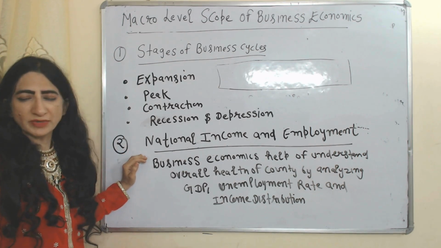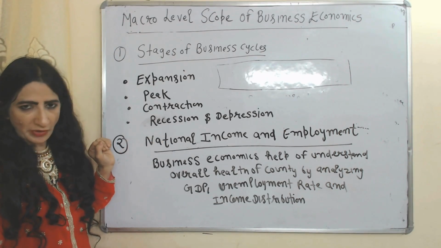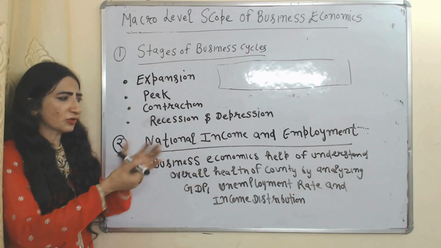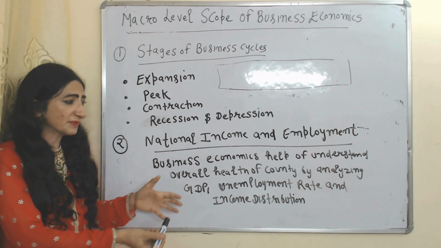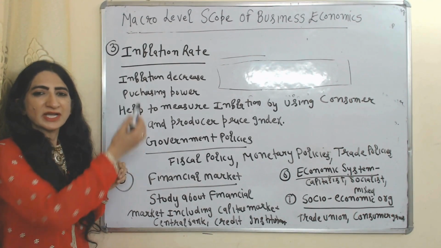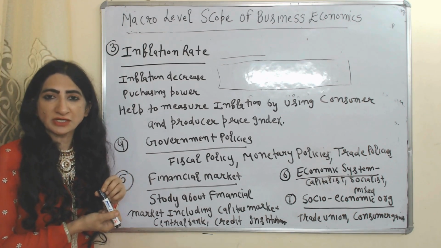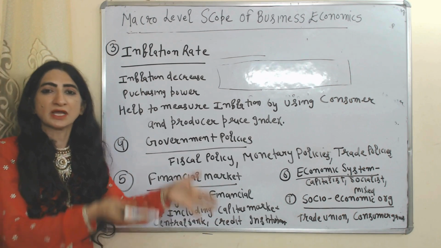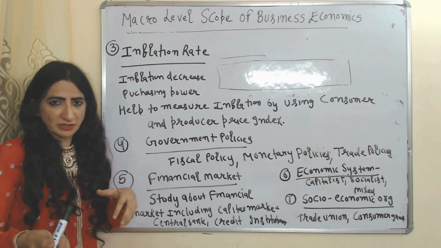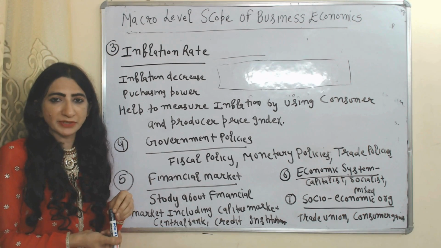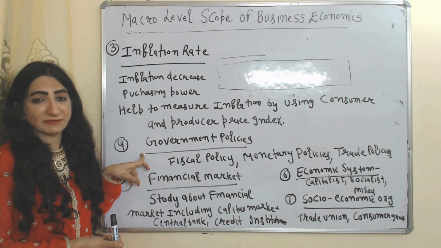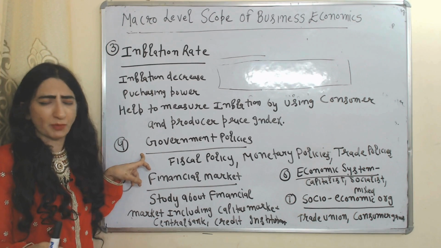Next, business economics also studies national income and employment. That means business economics helps to understand overall health of a country by analyzing GDP, unemployment rate, and income distribution. Next, macro level scope, inflation rate. As we know, inflation rate decreases our purchasing power. Obviously, prices are continuously increasing, and business economics measures inflation by using consumer price index and producer price index. Business economics also studies many government policies like fiscal policy, monetary policy, or trade policy.